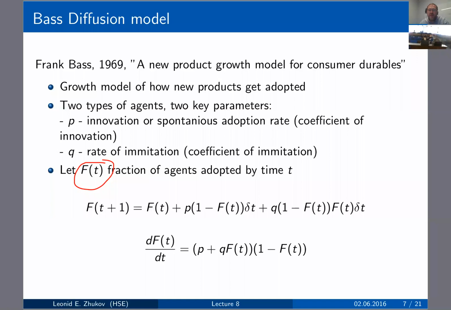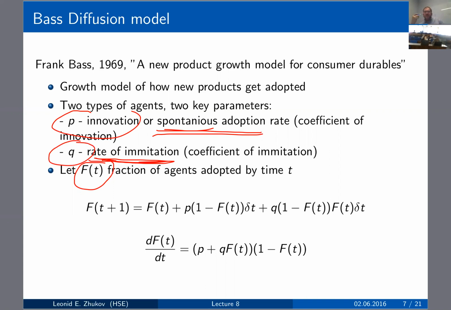To make this model interesting, we're going to think about two types of agents, or two types of consumers. One type is the spontaneous adopters, those who just adopt on their own, and we'll call the coefficient P. This coefficient will tell us the intensity for those adopters. The second coefficient introduces slightly different people and a slightly different process: those who imitate, right? And there's an imitation process.